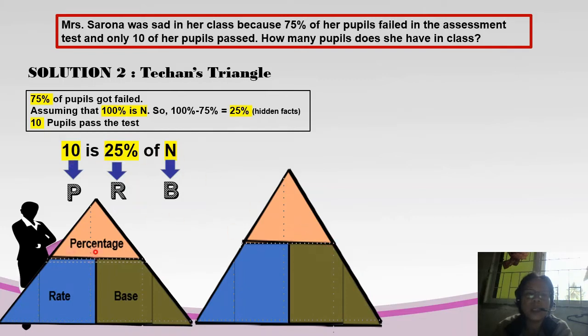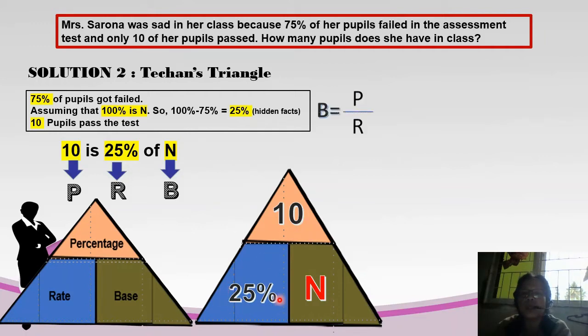Since percentage is 10, we will write 10 here. Next, rate is 25, so we will write 25%. Next, base is written at the right side, so we are going to substitute base with a variable n. So we can now say the formula is 10 divided by 25% equals n, or n equals 10 divided by 25%.